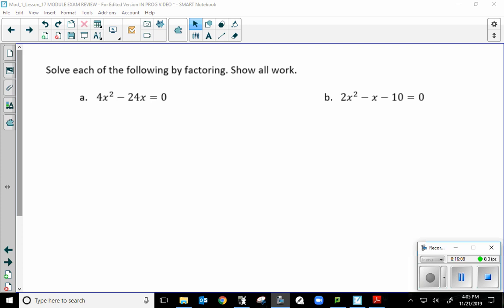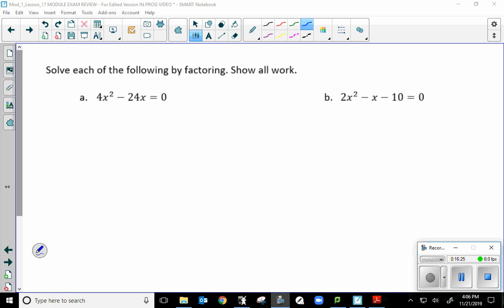Oh, back to basics. Solve each of the following by factoring. I don't want you to solve this graphically. I don't want you to use the quadratic formula. I want you to factor to solve these things. Okay? First one. Okay, what can I factor out of the left?